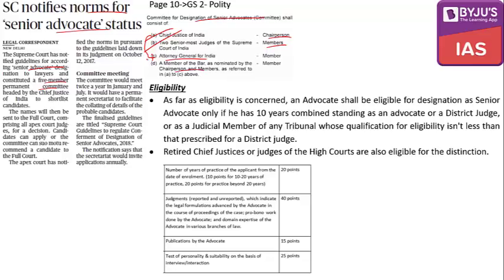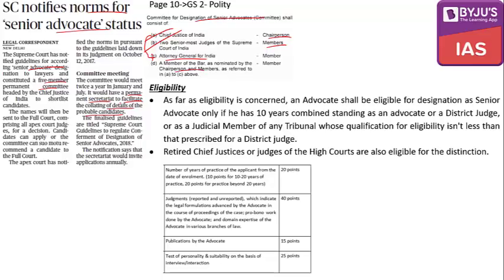This committee will meet twice in a year, in the month of January as well as in the month of July. What we have to understand in this particular case is that, because of this process, there would be a particular secretariat, and that will be a permanent secretariat. So what exactly is the job role of this permanent secretariat? It will facilitate collating of details of all the probable cases. So let's try and understand how exactly it works.